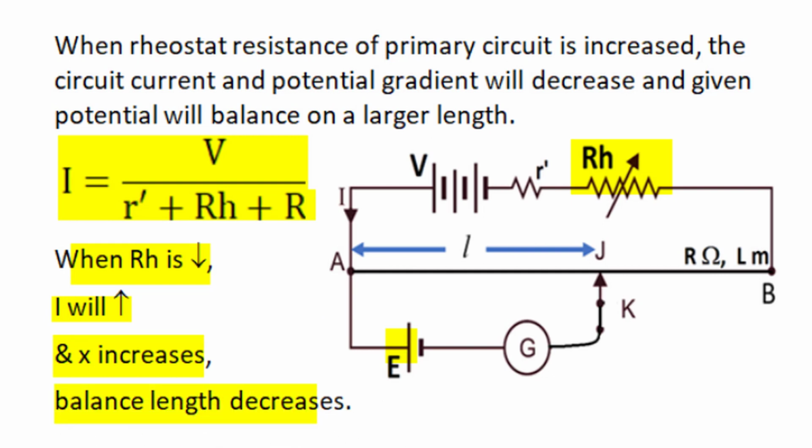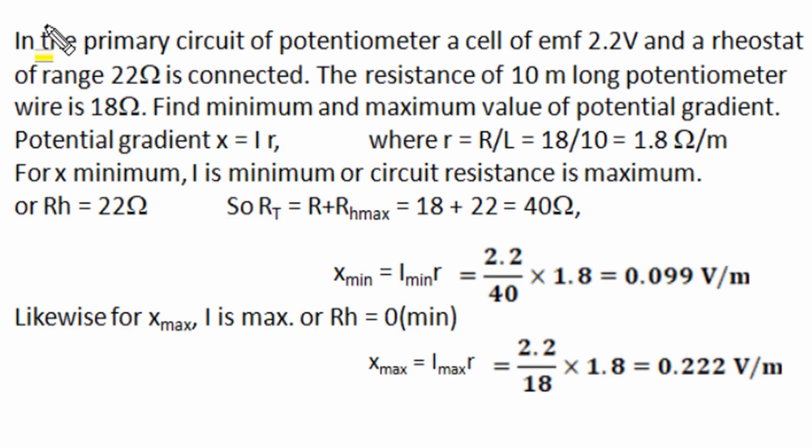The next numerical will explain this concept. In the primary circuit of a potentiometer, a cell of EMF 2.2 volt and negligible internal resistance and a rheostat of range 22 ohm is connected. That means the rheostat resistance value can be changed from 0 to 22 ohm continuously. The resistance of the 10 meter long potentiometer wire is 18 ohm. We have to find out the minimum and maximum value of potential gradient in this case.